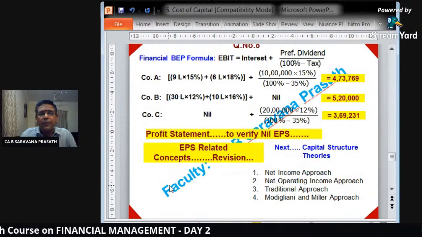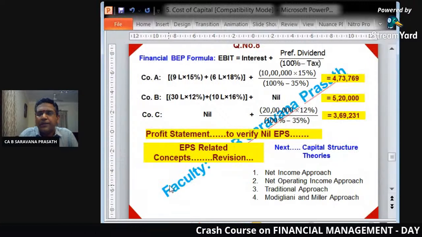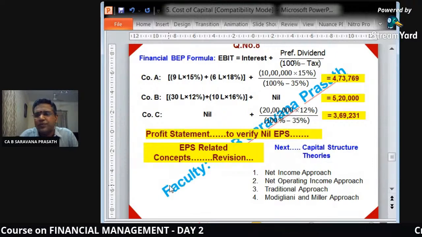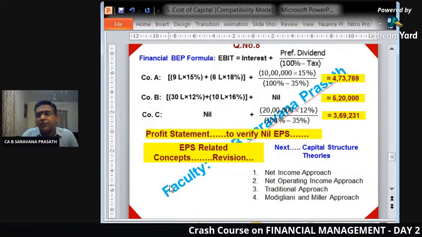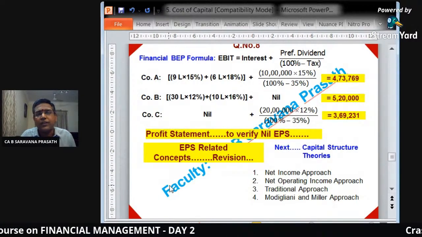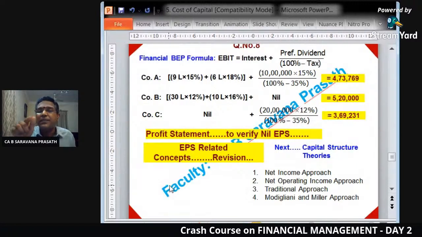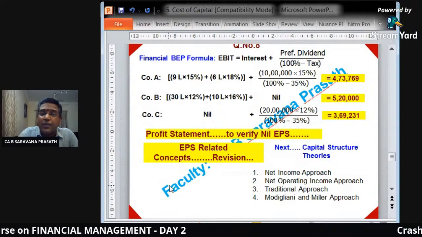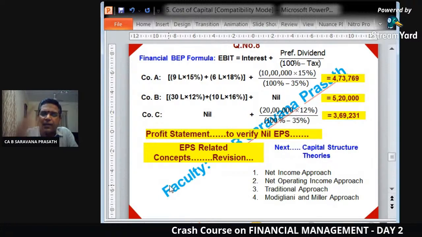First approach, net income approach says your financial leverage is always going to be favorable. Therefore, borrow more. If you borrow more and more, overall cost of capital will get reduced. Why will overall cost of capital get reduced? Because weightage of debt increases. Debt is cheaper than equity. Therefore, you will be able to reduce your overall cost of capital. Go for maximum borrowing, net income approach.